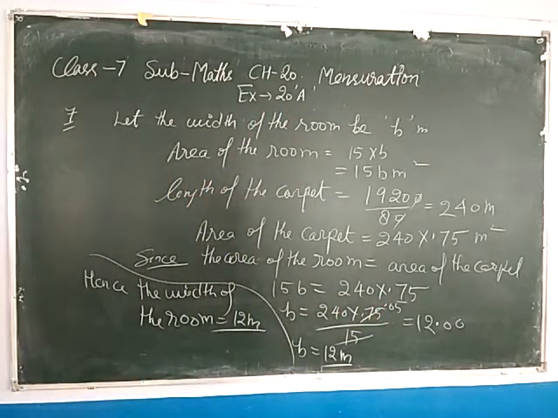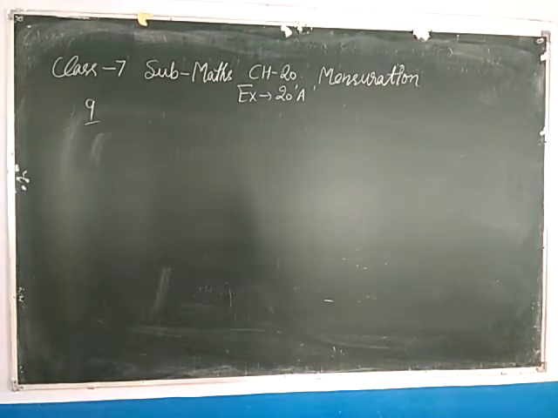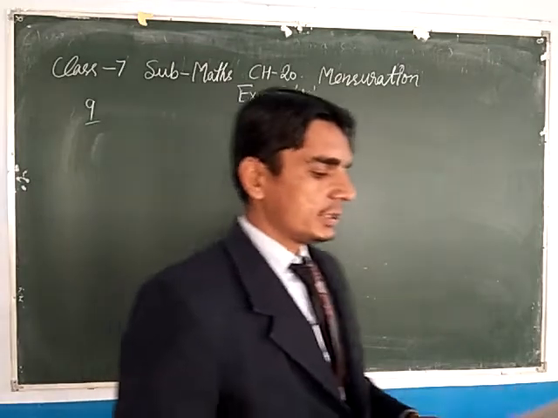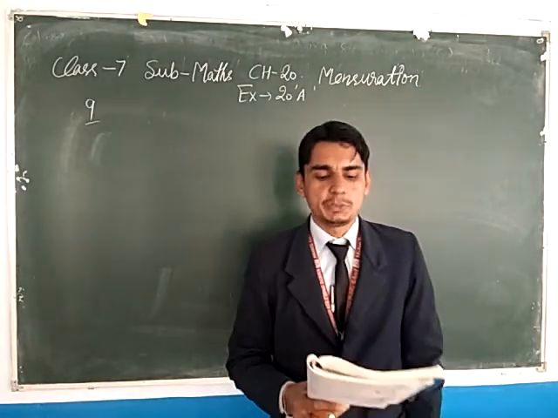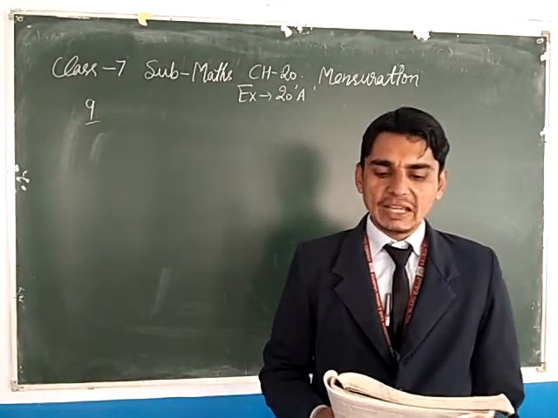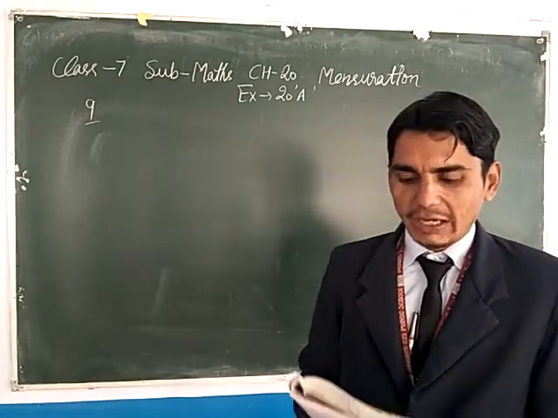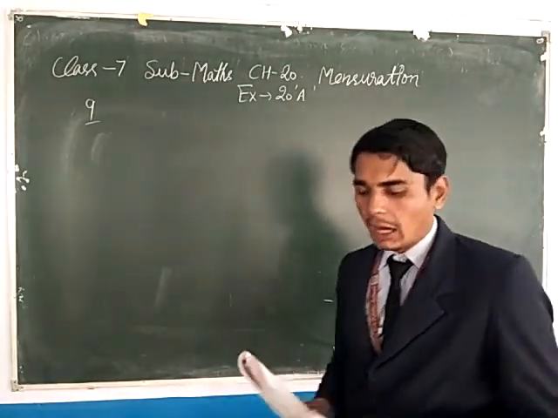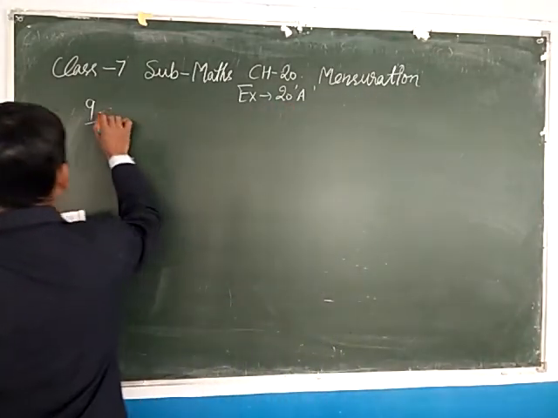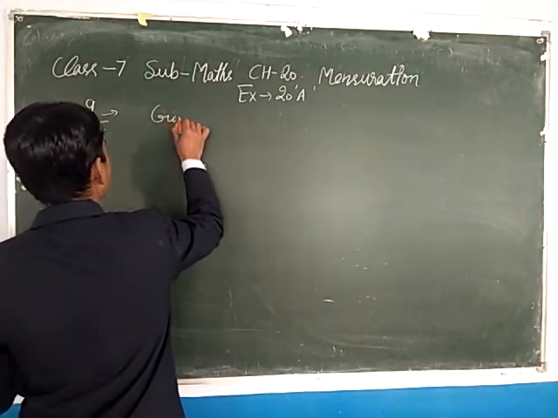Question number 9. So beta, question number 9 is: find the length of the largest pole that can be placed in a hole 10 meter long, 10 meter wide and 5 meter high. Okay? So first of all, the given part. So what is given, beta?